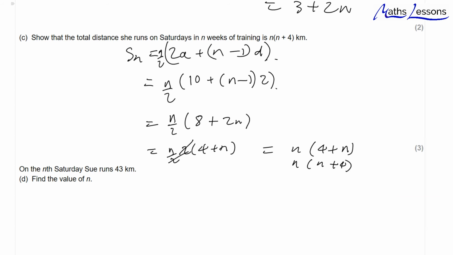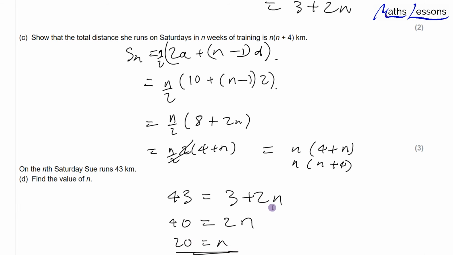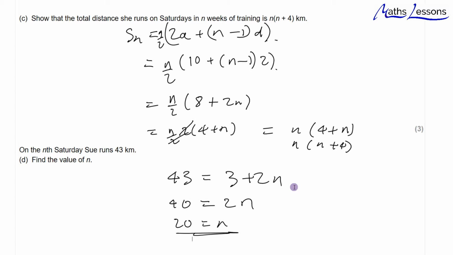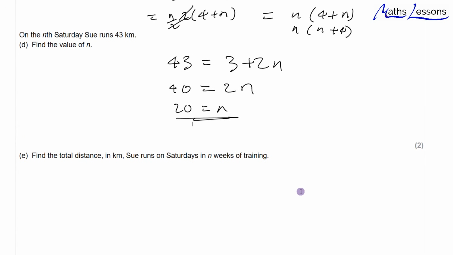Okay, there we go. So we know the nth Saturday she runs 43 kilometers, so therefore 43 will equal the nth Saturday, which is 3 plus 2n. Take off 3, we get 40 equals 2n. Rub that out, make that clearer. 2n, and therefore 20 will equal n. So it's the 20th Saturday she runs 43 kilometers. Find the total distance in kilometers she runs on Saturdays in n weeks.